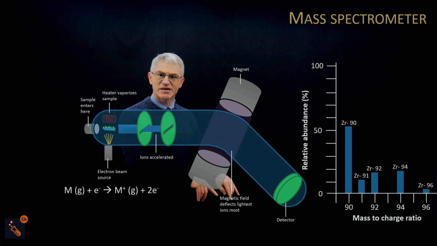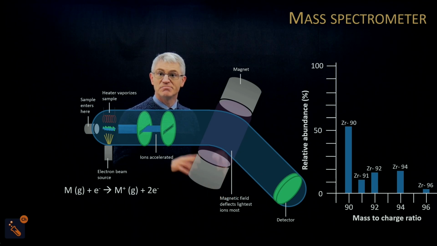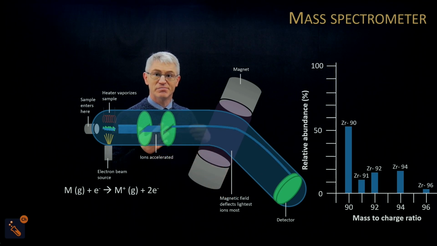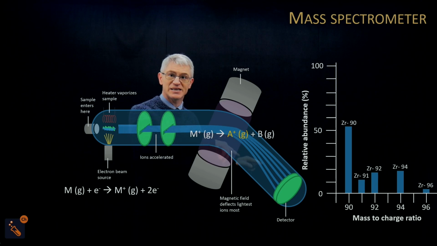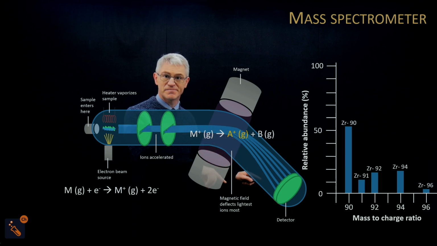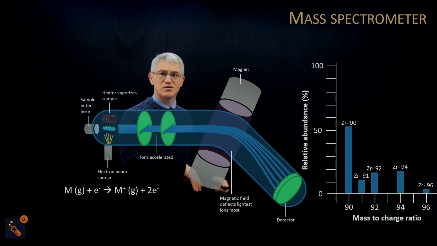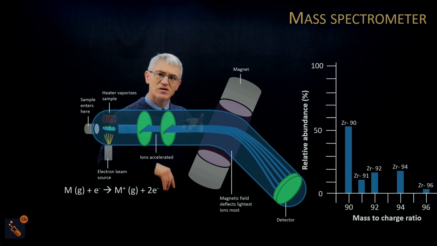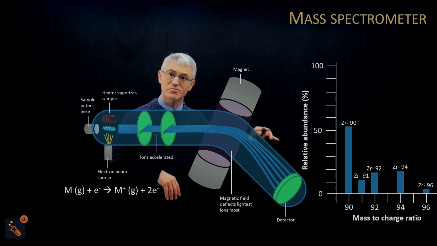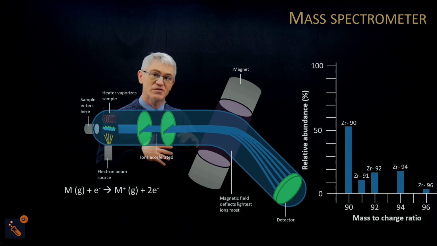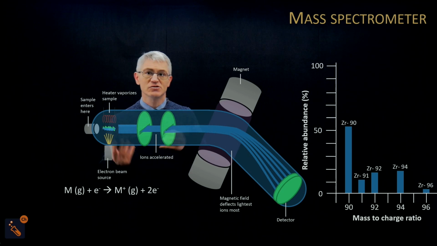Now, the magnetic field deflects the lightest ions the most, and that means you get different paths. So you can see different paths here. And those different paths take different amounts of time. They take slightly longer bits of time. So if it's a longer path, it will take a longer time. If it's a shorter path, it will take a shorter time.